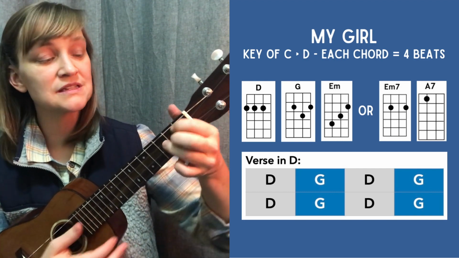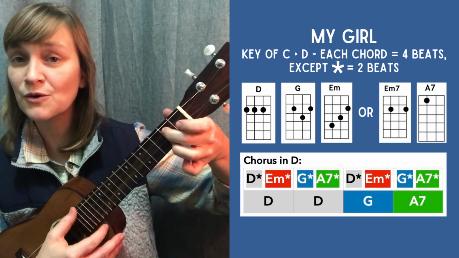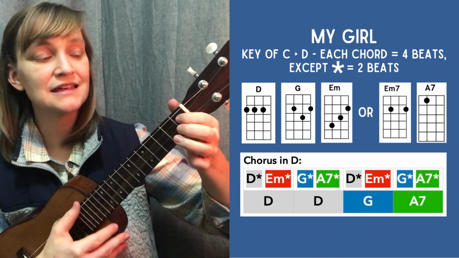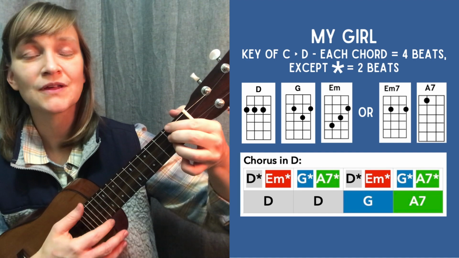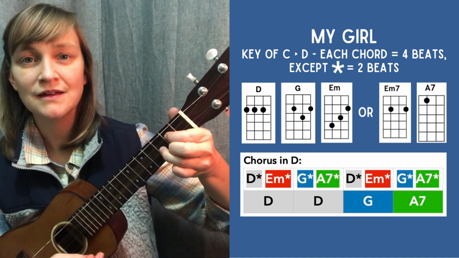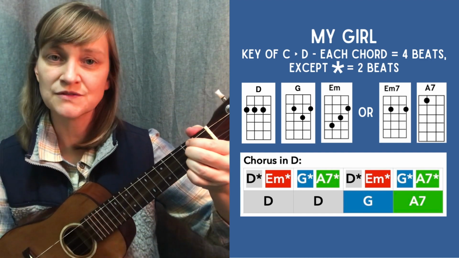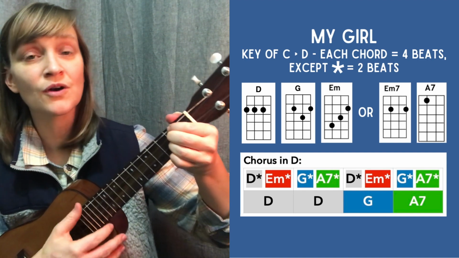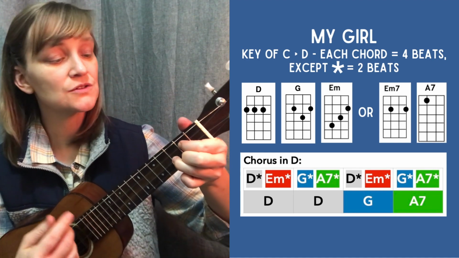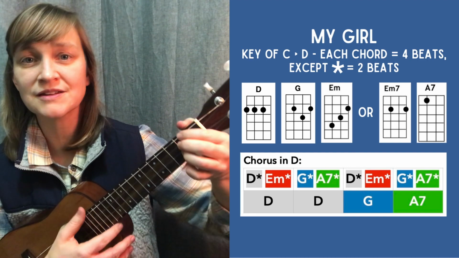When we get to the chorus now, our progression is 2 beats of D, 2 beats of E minor, or again E minor 7, G for 2 beats, A7 for 2 beats, and then again. Closing it out with 2 bars of D, and back to G, around A7, and then we'll end on D.